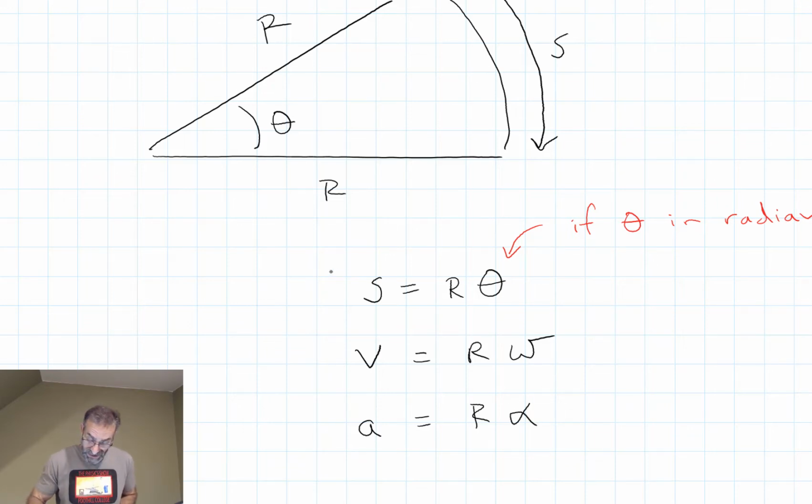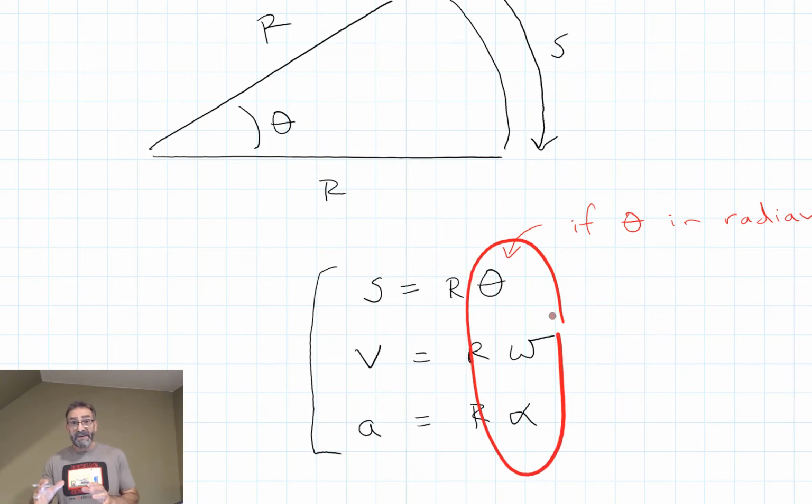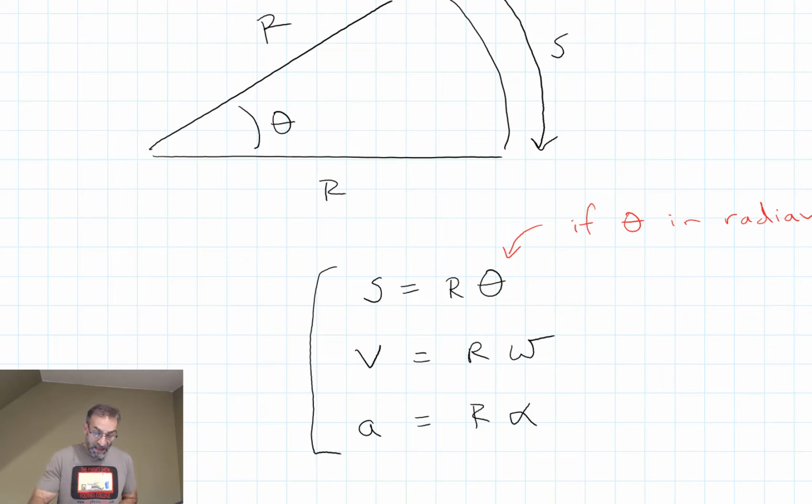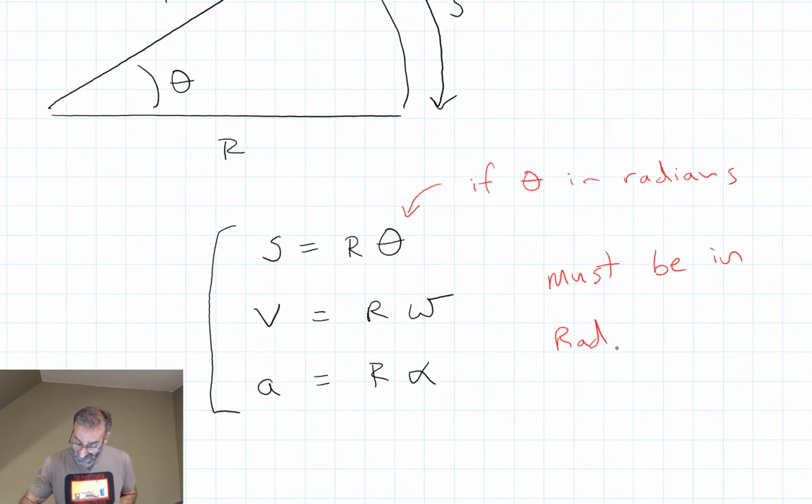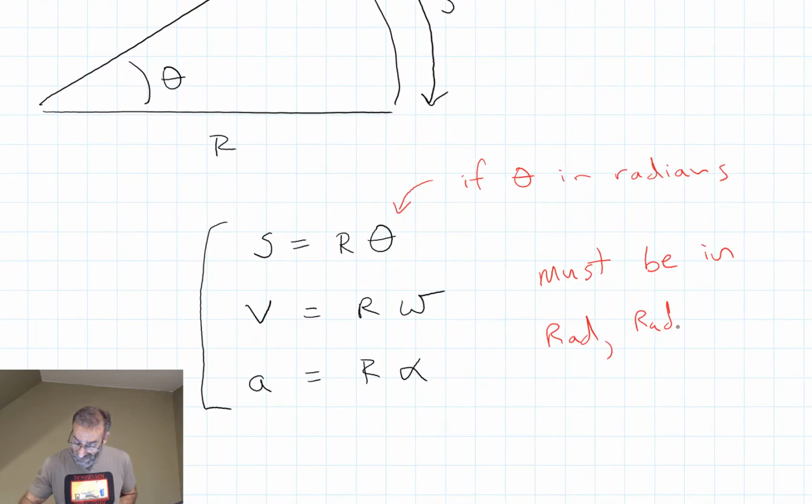So we need these relationships quite often to go back and forth between our rotational variables and our tangential variables. And if we're using these relationships, we must be in radians. Radians for theta, radians per second for omega, and radians per second squared for alpha.